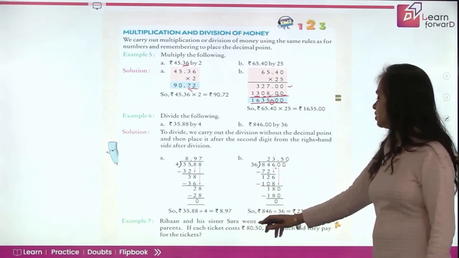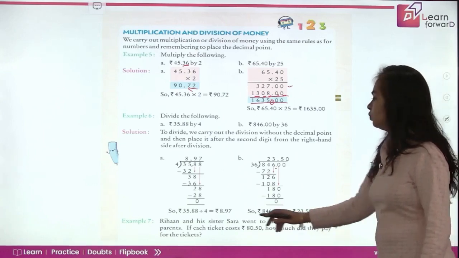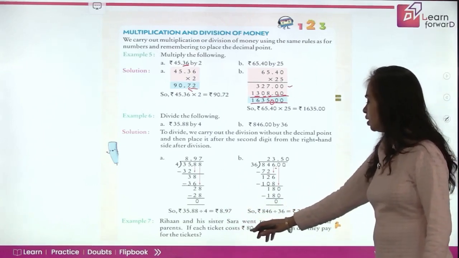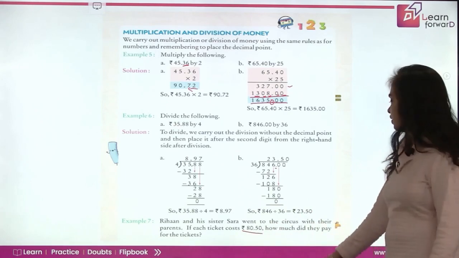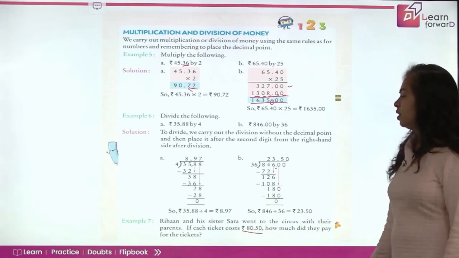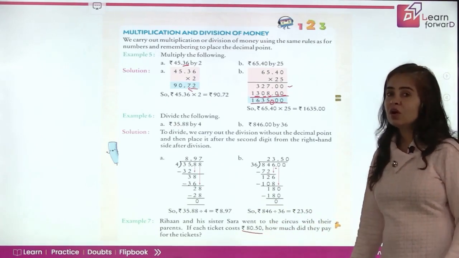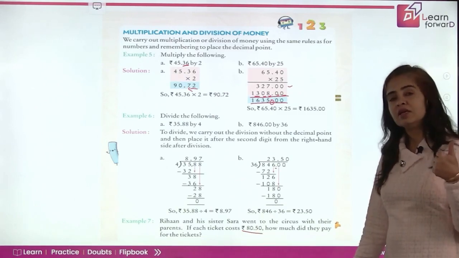Let's read this question. Rihan and his sister Sara went to the circus with their parents. If each ticket costs rupees 80.50, how much did they pay for the tickets? So the cost of one, each means one ticket is given.